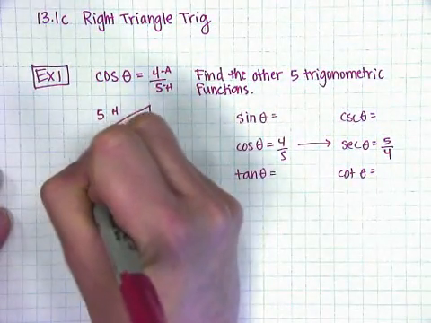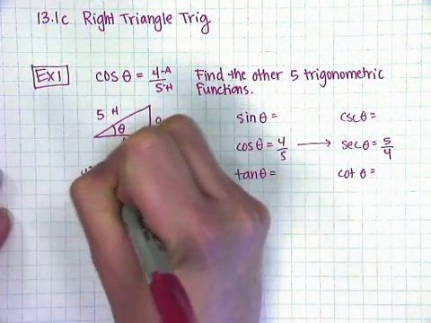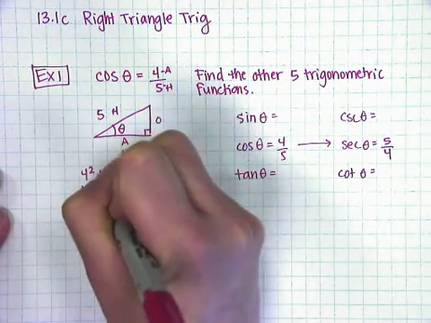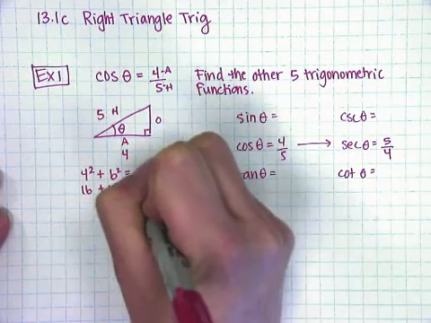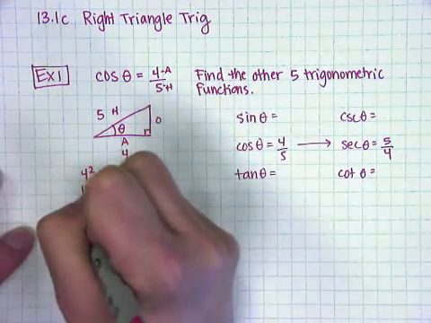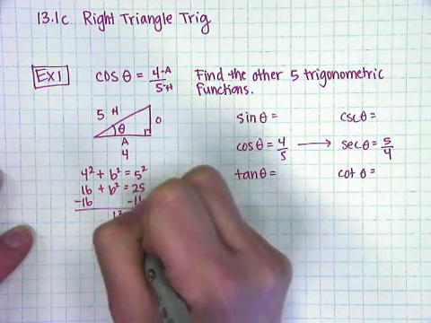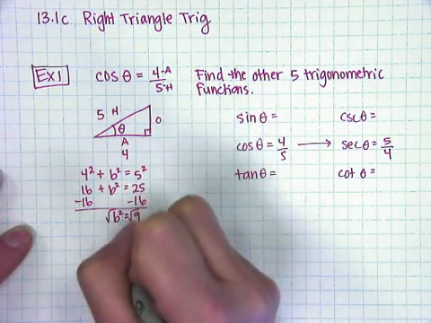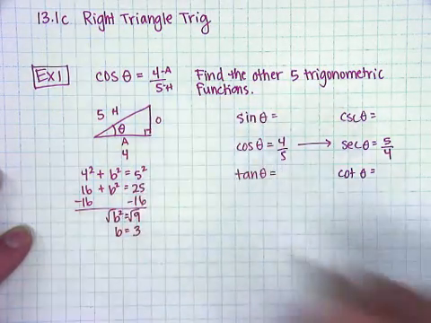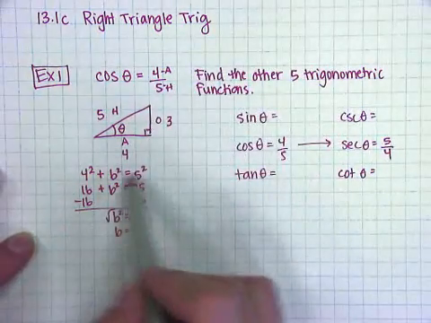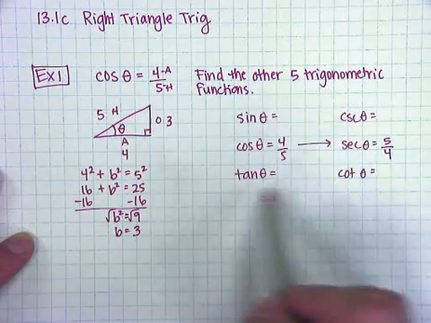opposite side. So 4 squared plus b squared equals 5 squared. 16 plus b squared equals 25. If I subtract 16 from both sides, I get b squared equals 9. And when I square root both sides, I get b equals 3. So my opposite side is 3. And then once I know the missing side of my triangle, I can fill out the other trig functions.